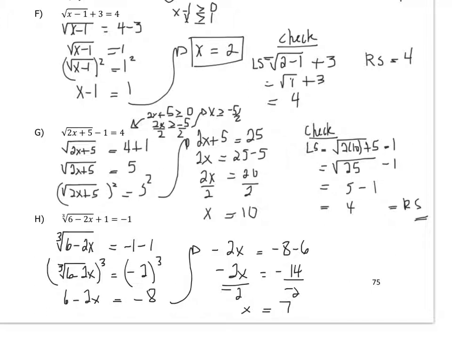So x is 7. And if you want to go back and check that solution, we don't have a whole lot of room here, but let's just do it in our heads. 6 take away 2 times 7. 2 times 7 is going to be 14. So 6 take away 14 is going to be negative 8. And the cube root of negative 8 is going to be negative 2. And negative 2 plus 1 is going to be negative 1, which works.